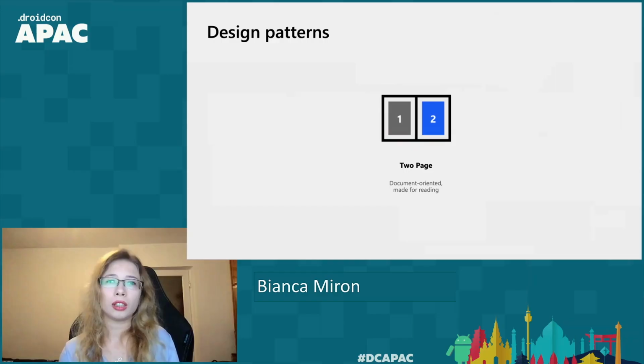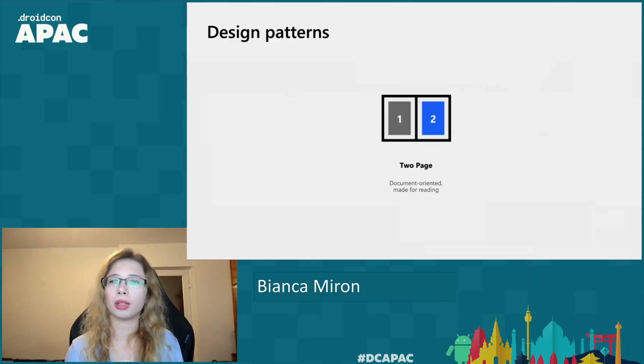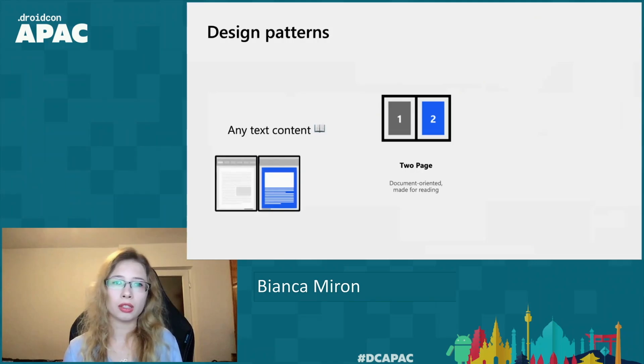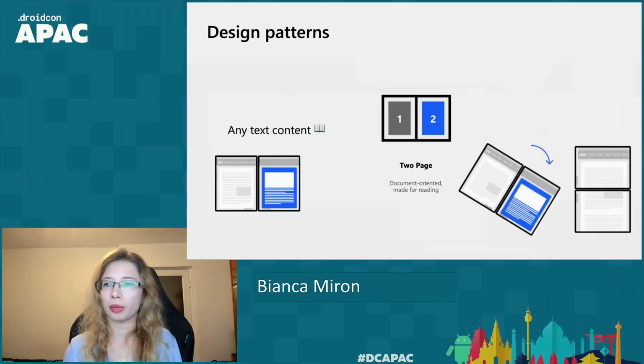Then the two-page pattern makes the device resemble a real-life book because you can flip the pages, but it's also used for any text content, so magazines, articles, or just shopping, long shopping lists for Christmas.